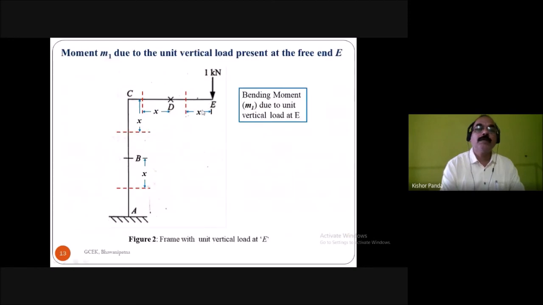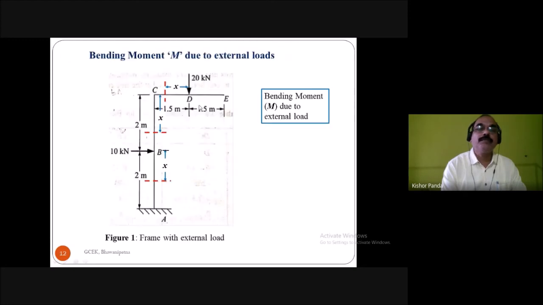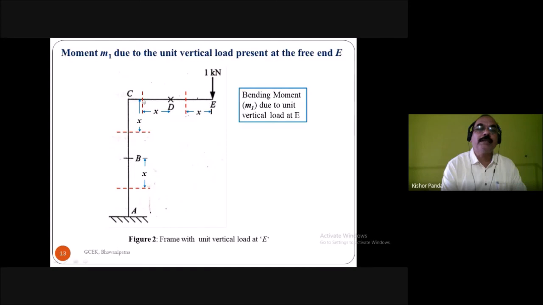Similarly, find out. In this figure, you apply the unit force at E, and due to this unit force, find the bending moment between D and E, between C and D, between C and B, and between A and B. So here you have to find the moment due to the unit force at E. What is the moment here? 1 into x, clockwise, negative: minus 1 into x. And what is the moment here? Minus 1 into this length, which is 1.5, and this length is x.